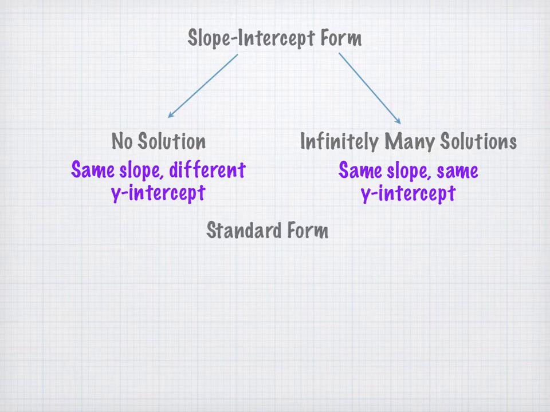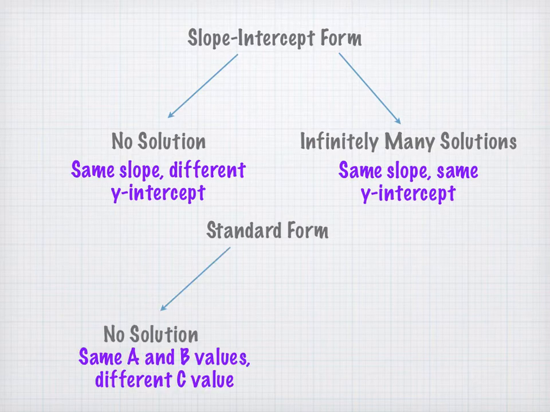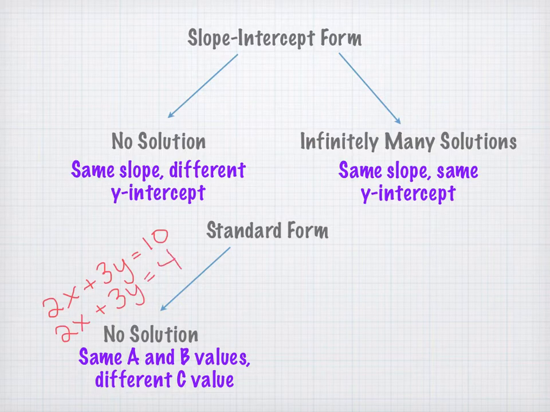Let's talk about if they're written in standard form. In standard form, it would be a no solution if the a and b values were the same, but the c values were different. So if you had 2x plus 3y equals 10 and 2x plus 3y equals 4, let's say. Those are going to have the same slope because they have the same a and b value, but they have different c values, which means they're going to have different intercepts. So it's kind of the same thing as this.